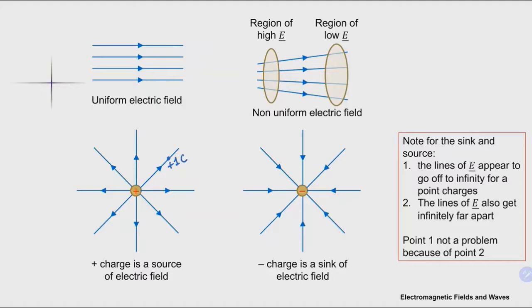It will go away from the positive charge because we know positive charge and positive charge repel. So if I put a test charge of 1 Coulomb, this will have a force going in this direction. And that force is the direction of the electric field. Similarly, if I put a positive 1 Coulomb charge here, this charge is going to be attracted to that negative charge. And therefore, the electric field is going towards the negative charge. So this is a sink, this is a source.